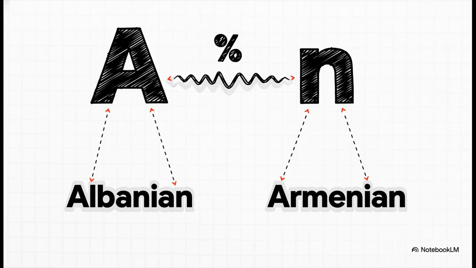We don't really care what's in the middle, right? So we just write like A%N. And boom, that pattern perfectly grabs things like Albanian and Armenian.